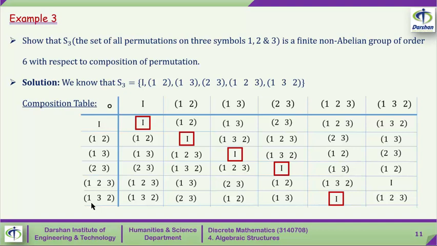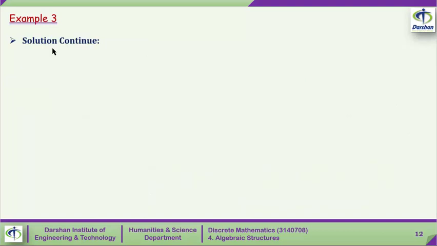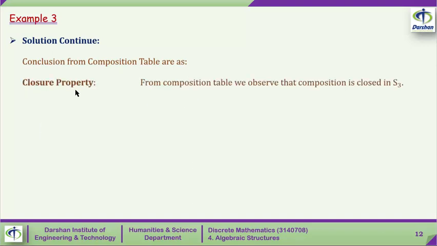Here we get (1 3 2) of (1 2 3) which is the identity element, so (1 3 2) inverse is (1 2 3). Here we get (1 2 3) of (1 3 2) which is the identity element, so (1 2 3) inverse is (1 3 2). Now we conclude from the composition table. The first property is the closure property.